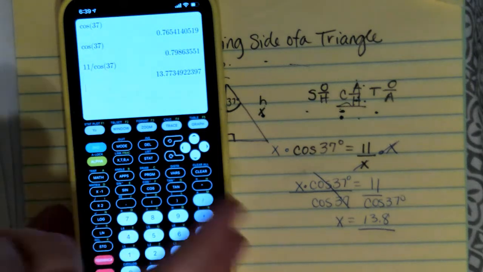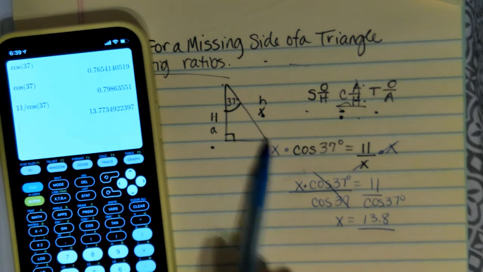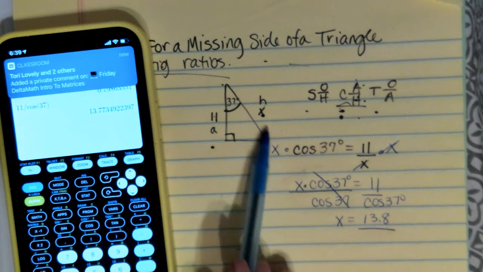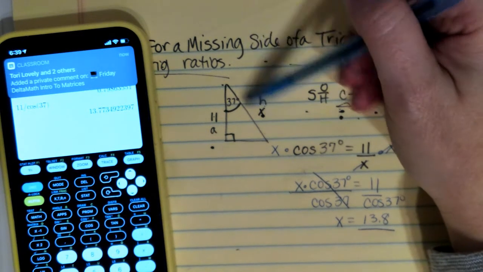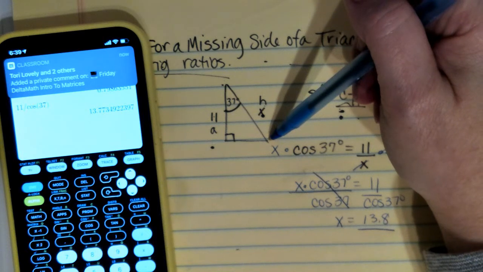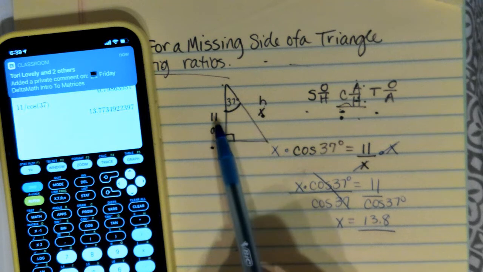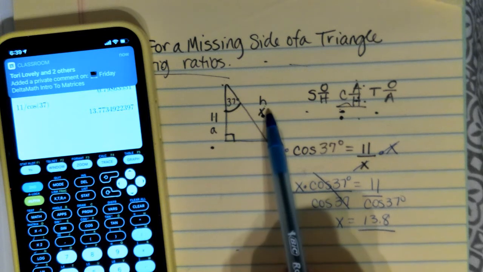So let's see if that makes sense. Does it make sense for this hypotenuse to be 13.8? Well, it's longer than the leg that they gave me, so yes, that's reasonable. If I'd got an answer smaller than 11, it would be wrong because the hypotenuse is always longer. Okay, so once again, the steps that I took. I labeled the side that I had, 11, and the side they wanted.